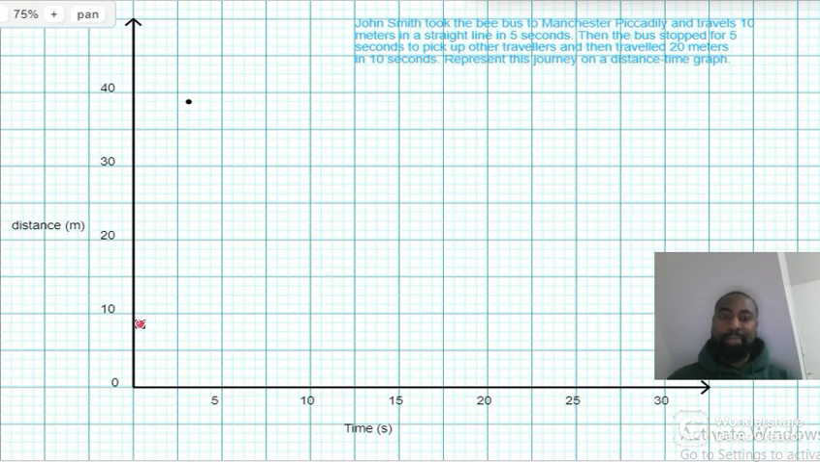So we represent 10 meters that he has travelled in 5 seconds, which coincides at this point. Then, according to the question, the bus stopped for 5 seconds to pick up other travelers, and so we're going to represent this on this distance time graph. So we count 5 seconds from the initial 5 seconds traveled, which is here. And notice why we didn't go upward is because John Smith is stationary.